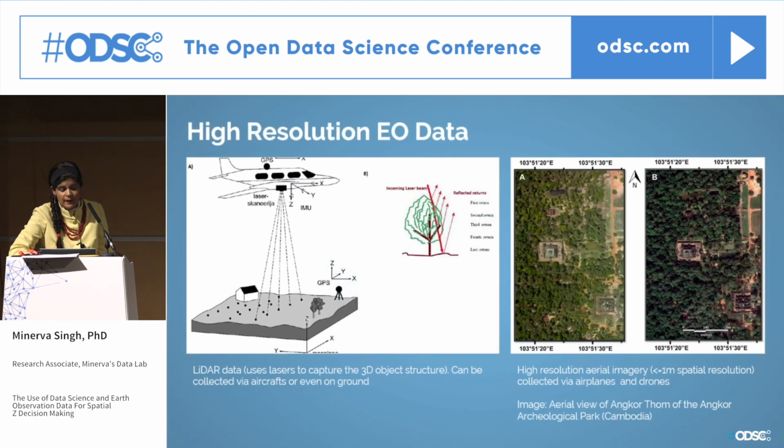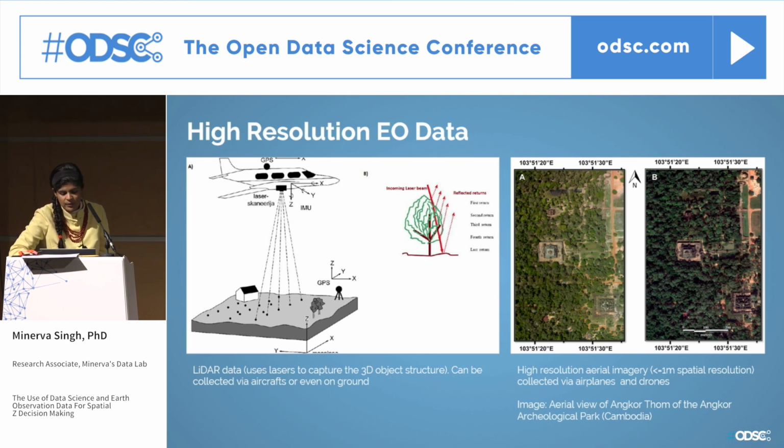In addition to satellite data, we have something known as high-resolution Earth observation data. They comprise things like LiDAR data. LiDAR data are data which are collected typically through aircrafts or helicopters, and they use lasers to capture the 3D object structure. So you can see LiDAR data collection on the left-hand side, where a laser beam is beamed onto a surface, and when these laser beams are reflected back, the reflected lasers give us an estimate of the object structure, things like tree heights.